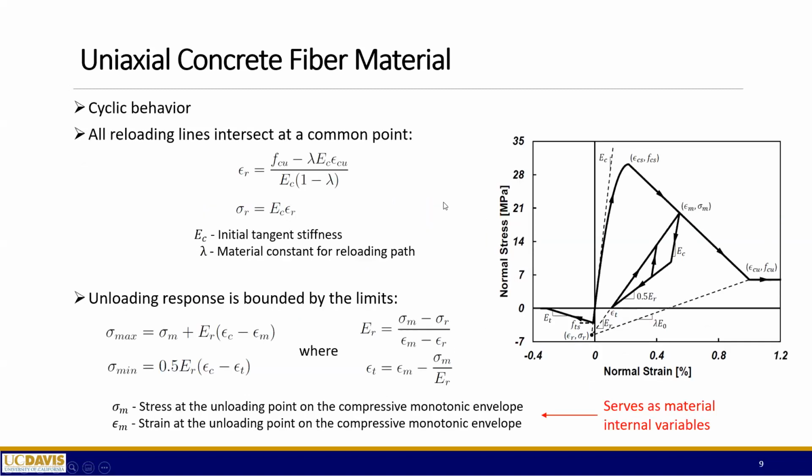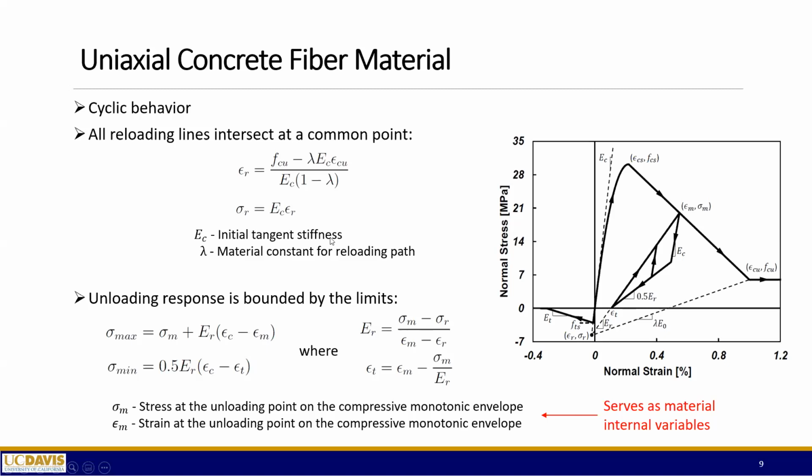And then for the cyclic behavior of this model, we have a few assumptions. First, this model assumes that all the reloading lines intersect at a common point. As you can see, this is the unloading path, this is another potential unloading path, and this is another one. All of them are assumed to intersect at a common point, which is defined by the parameters epsilon r and sigma r right there. This is the equation that you can use to calculate those two points.